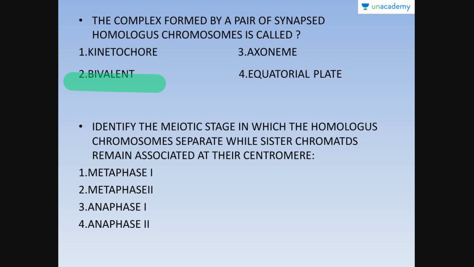Next, identify the meiotic stage in which the homologous chromosomes separate while sister chromatids remain associated at their centromere. Now, metaphase is a phase during which separation of either chromatids or homologous chromosomes does not occur. So you can cut off the metaphase 1 and metaphase 2 options from your list. You have to identify it between anaphase 1 and anaphase 2. Homologous chromosomes split only during anaphase 1. During anaphase 2, the splitting of sister chromatids occurs. But it is anaphase 1 where homologous chromosomes separate.